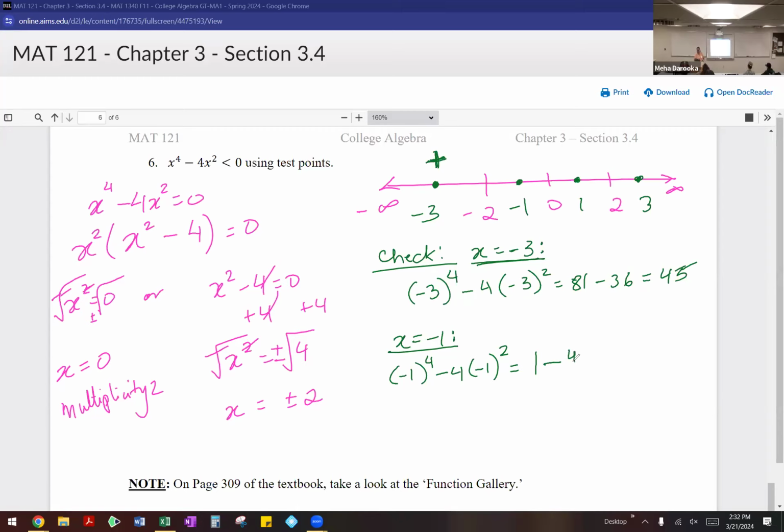Minus 4 again, because 1 squared will be 1 again, so this is giving us -3, right? That means all the signs in the second interval are going to be negative, so all the y values in the second interval are going to be below the x-axis, right? Negative values. What about with x equals +1? What will this give us? What kind of sign will we see on that?